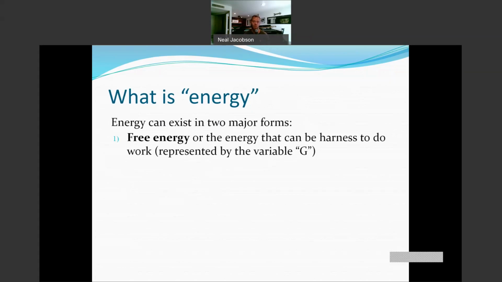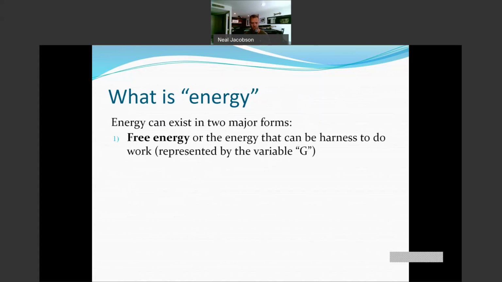And there's tons of different forms of free energy, many of which you are familiar with from high school science classes, like kinetic energy, the energy of moving mass; potential energy, stored energy, right? That sort of stuff; thermal energy, the energy of heat; nuclear energy, the energy of radiation; electromagnetic radiation, the energy of light. So all of that is free energy. That's energy that can be harnessed to do work.